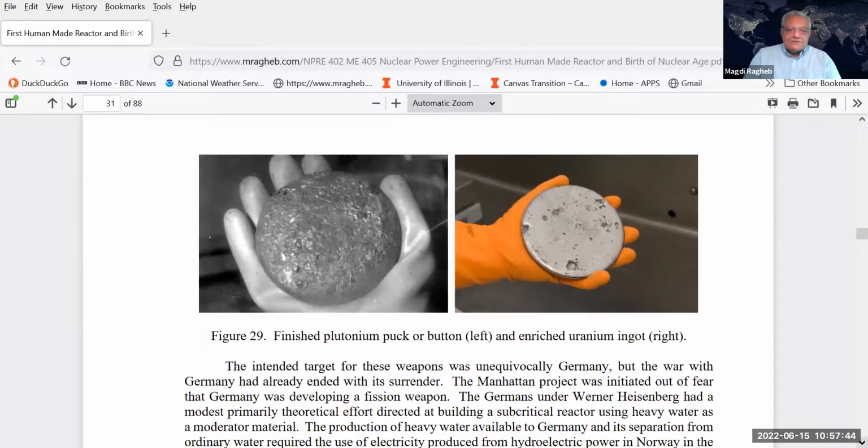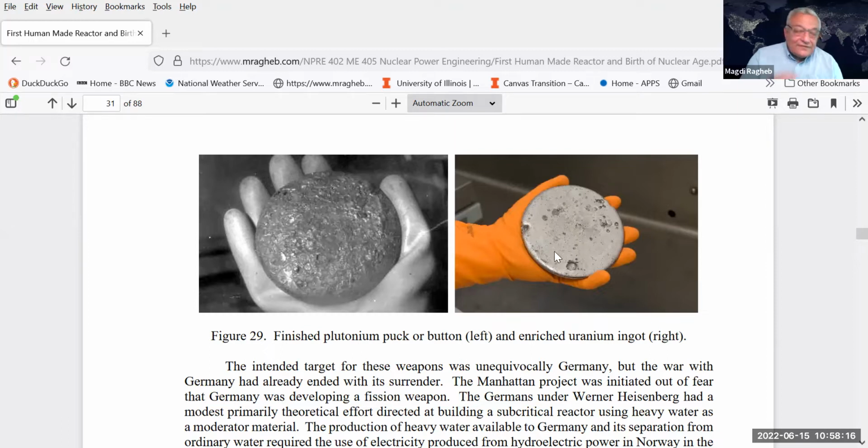And the result was interesting. It was successful. They thought that one or the other process would succeed, but both processes succeeded. On the left side, you could see a puck, or a little flat cylinder, of plutonium held in the hand of one of the technicians or engineers. And on the other side, that was an enriched uranium ingot.